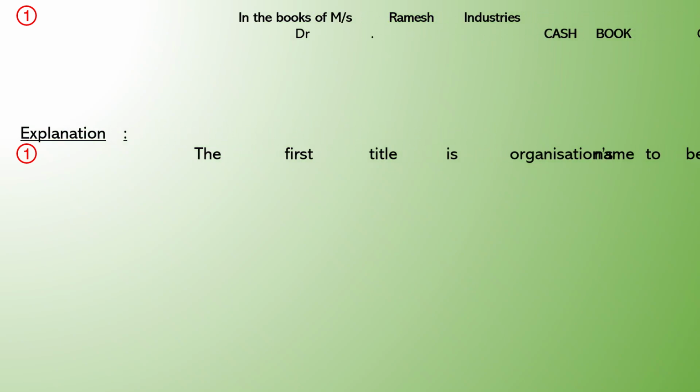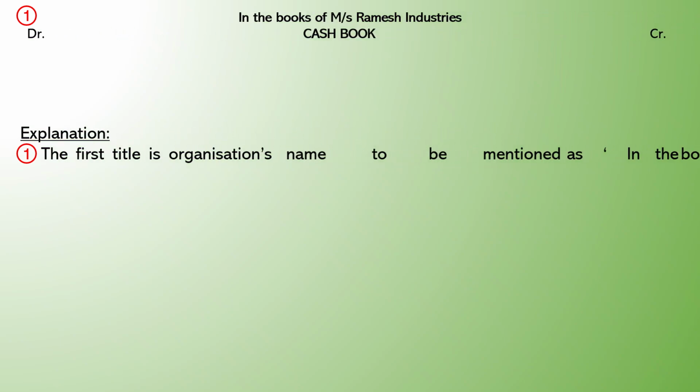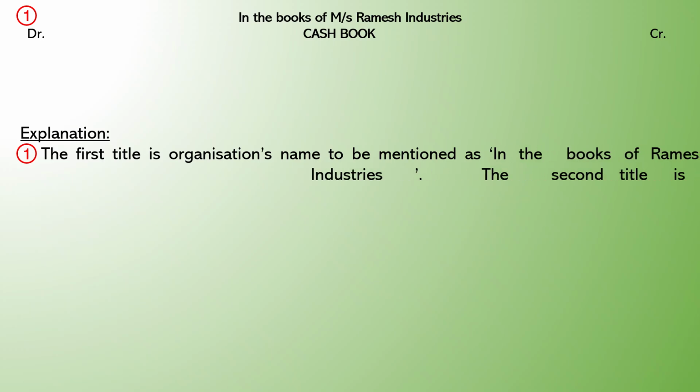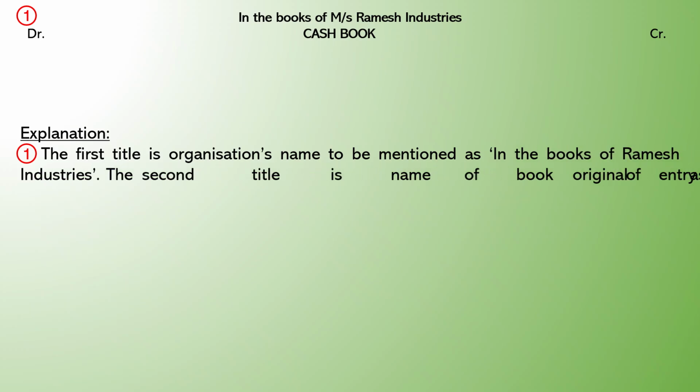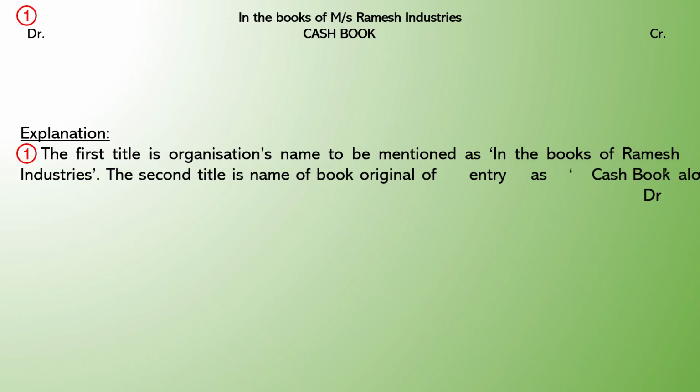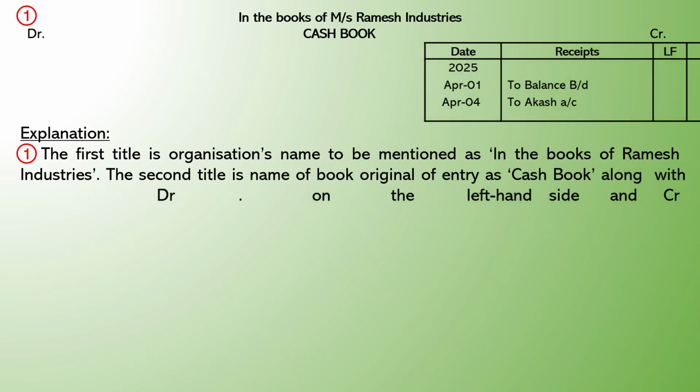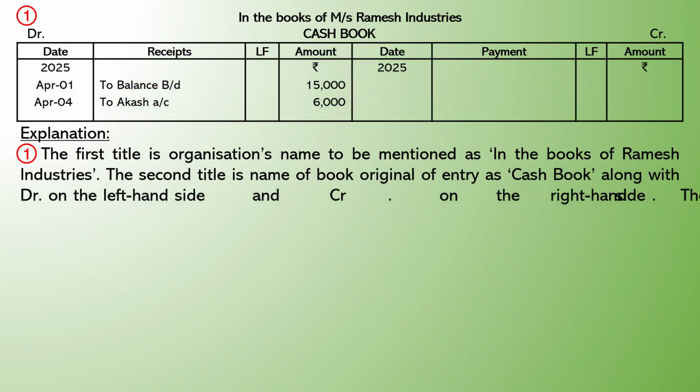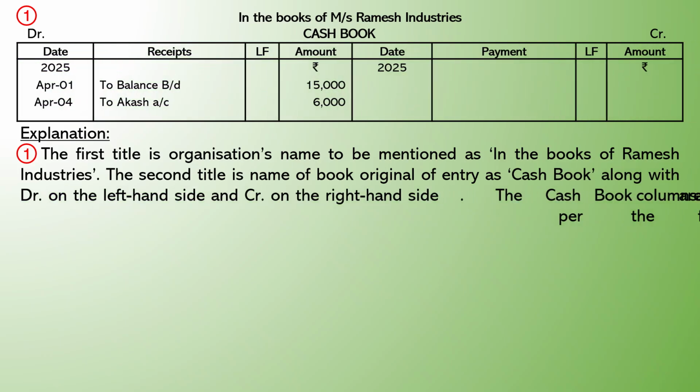1. The first title is the organization's name, to be mentioned as in the books of Ramesh Industries. The second title is the name of the book of original entry, cash book, along with DR on the left hand side and CR on the right hand side. The cash book columns are as per the format discussed earlier.